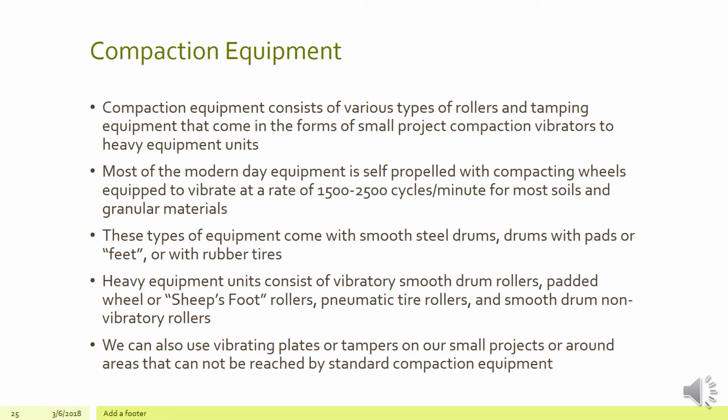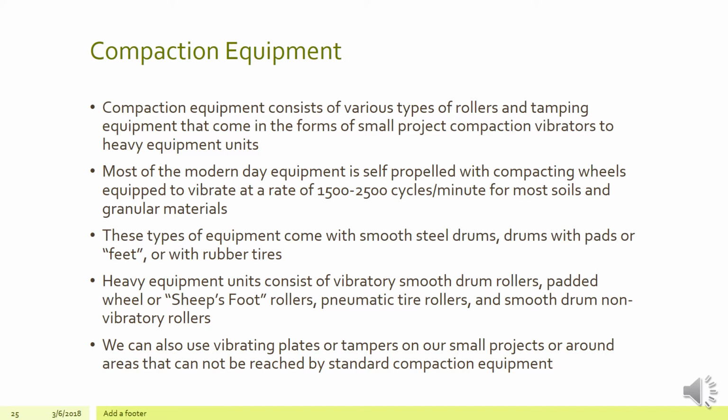If we look at the compaction equipment that we can employ, it consists of various types of rollers and tamping equipment that come in the forms of small project compaction vibrators to heavy equipment units. Most of the modern day equipment is self-propelled with compacting wheels equipped to vibrate at a rate of 1,500 to 2,500 cycles a minute for most soils and granular materials.